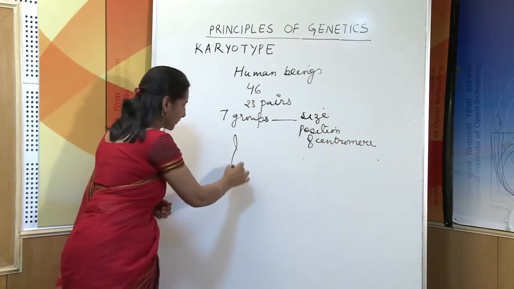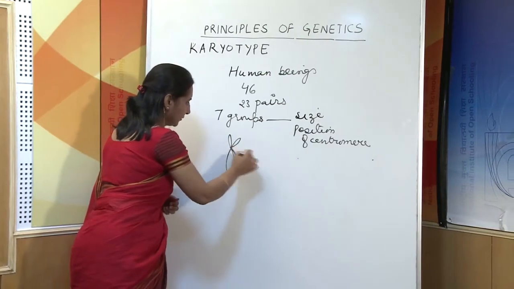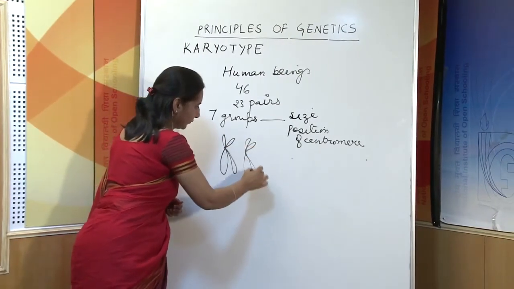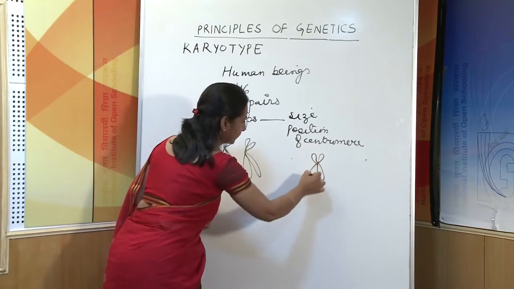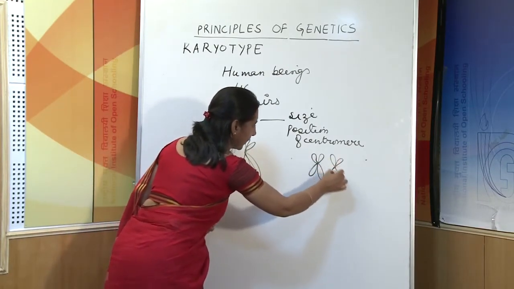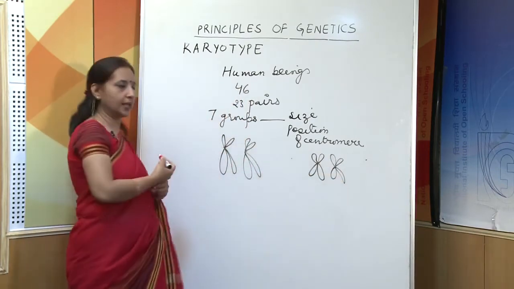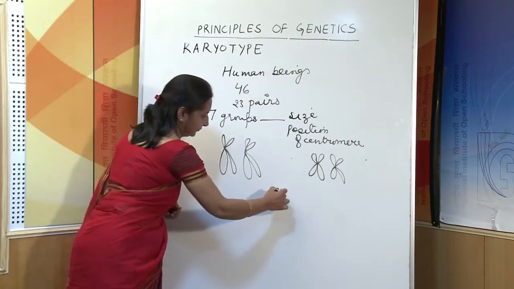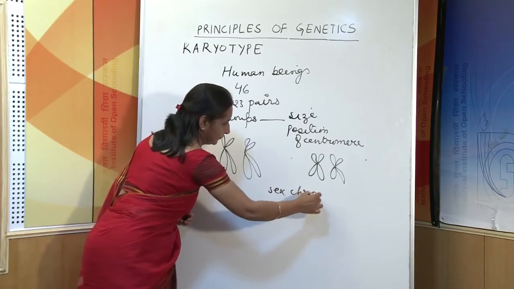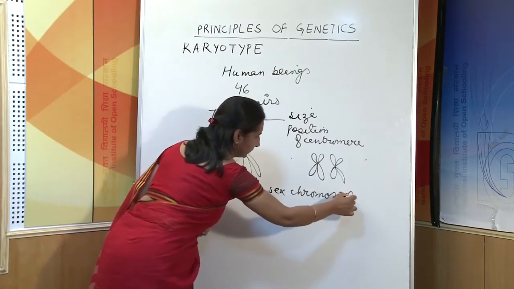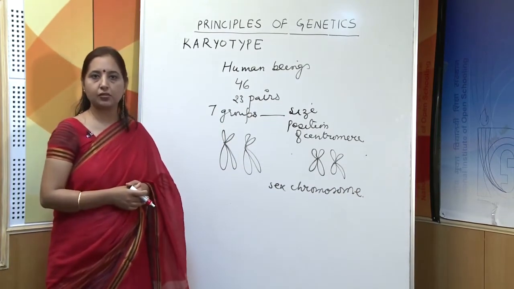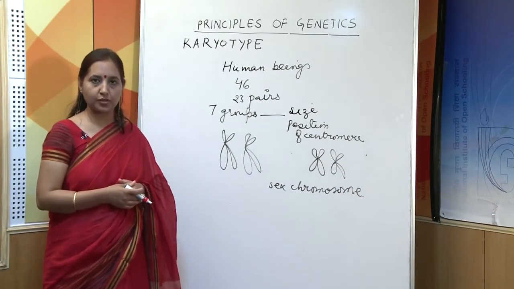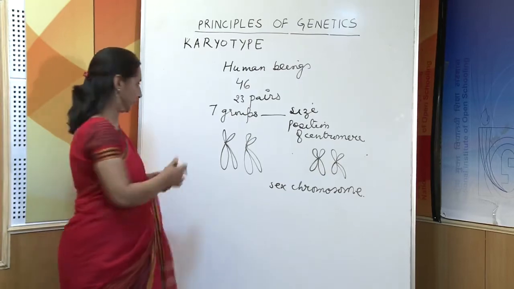Accordingly, these chromosomes are arranged from the biggest size to the smallest size, and the sex chromosome is kept at the last. When this type of arrangement is done, it is called karyotype, and this process is called karyotyping.